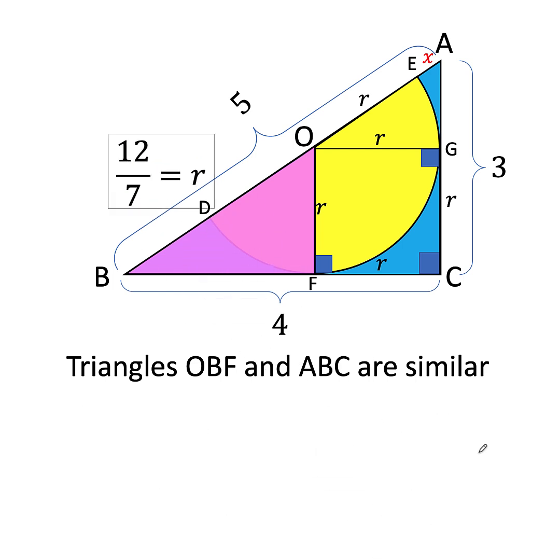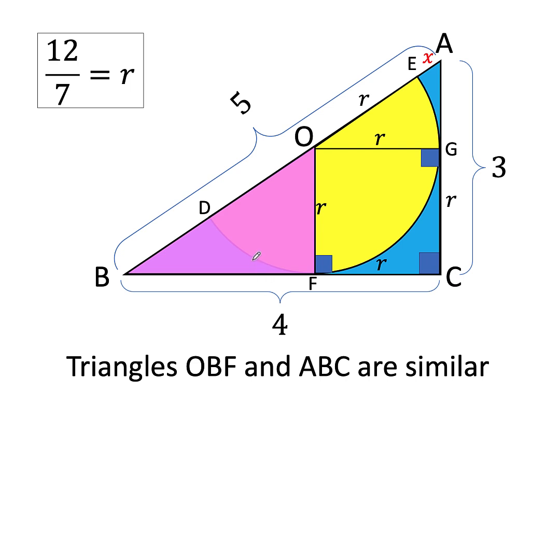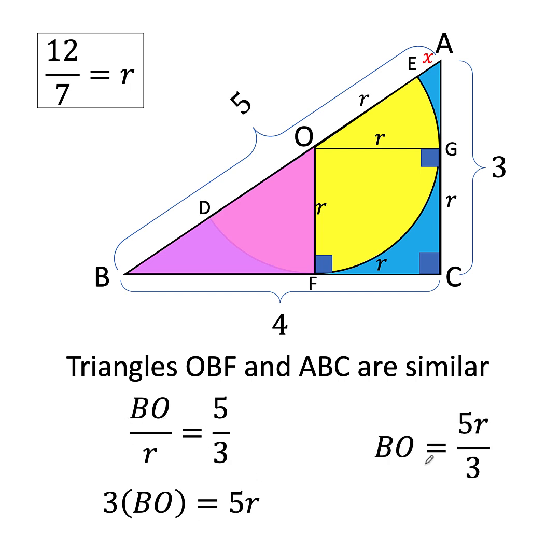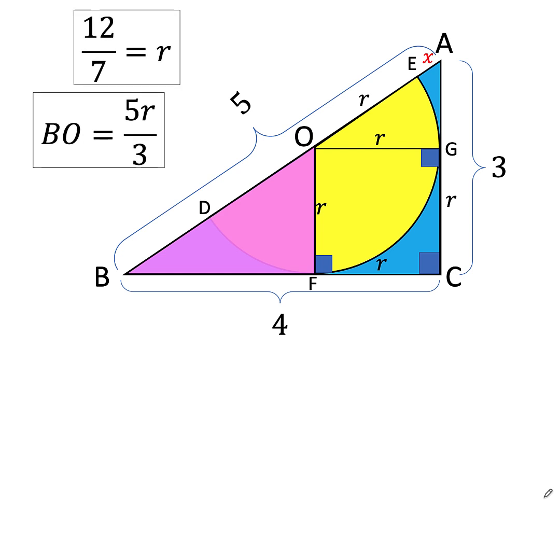Let's remember this result. Next, from the same similar triangles, let's form the proportion BO over OF equals BA over AC. So we now have BO over R equals BA, which is 5, over AC, which is 3. Then doing the cross multiplication again, 3 times the length of segment BO equals 5R. And dividing both sides by 3, we have BO equals 5R over 3. And let's remember that result as well.